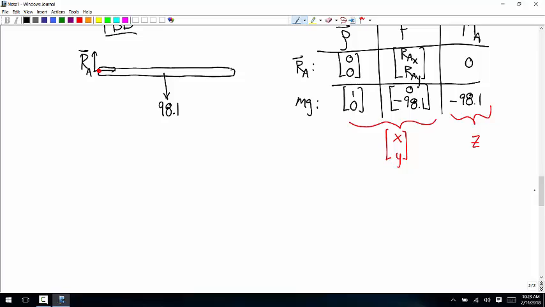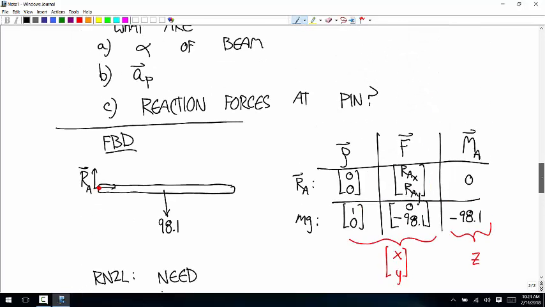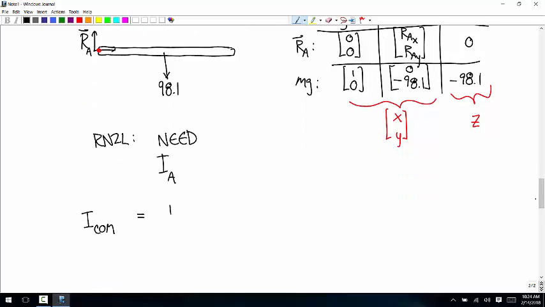So now we have to figure out, we're going to use the rotational Newton's second law. Before we can use it, we need the mass moment of inertia about A. So for a rectangle about its center of mass, I guess I didn't give a thickness, did I? So we're going to do this as a slender rod.